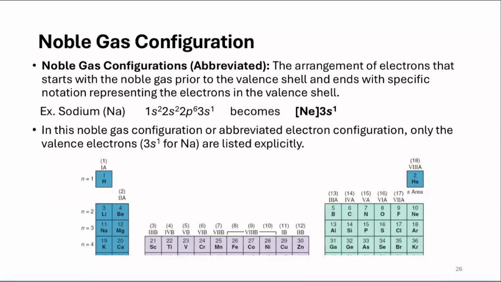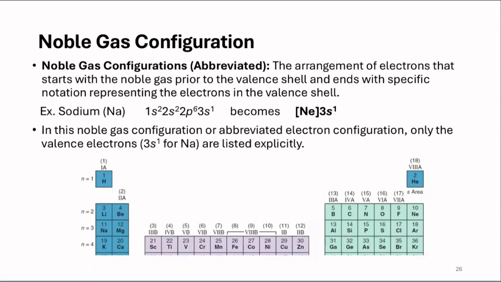In this video, we're going over the concepts of noble gas configuration, followed by looking at trends in the periodic table. The noble gas configuration for an atom is going to be an abbreviated form of the full electron configuration. In this abbreviated notation, the arrangement of the electrons starts with the noble gas prior to the valence shell electrons in an atom.